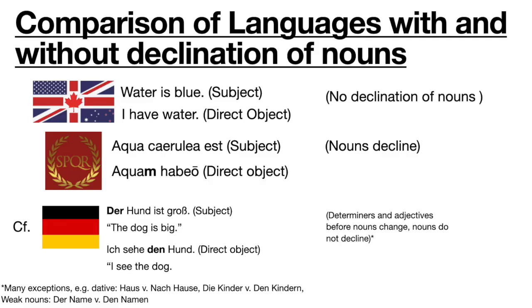One of the main things about the Latin language is all the nouns in the language are declined, which means they change their endings slightly to indicate the grammar of the sentence. So in a sentence in English like "water is blue" and "I have water," the word is water in both cases, even though in the first situation it's the subject and in the second situation it's the direct object. In the Latin language, we would have to change those endings slightly to indicate the difference between the subject and the object.